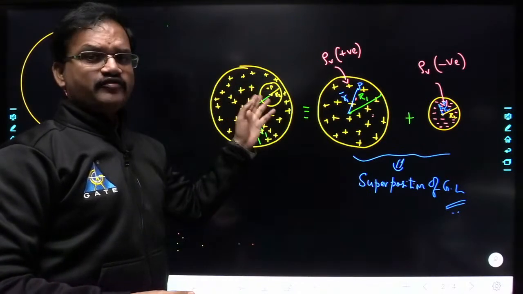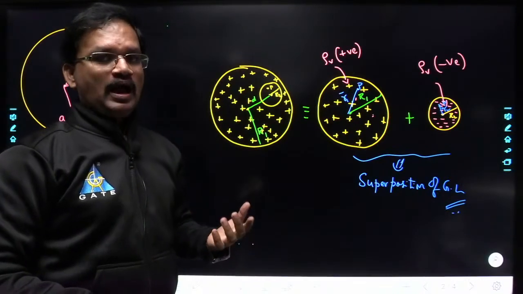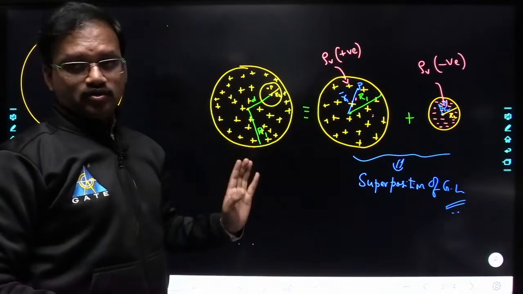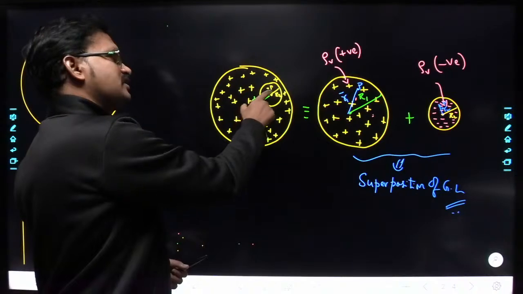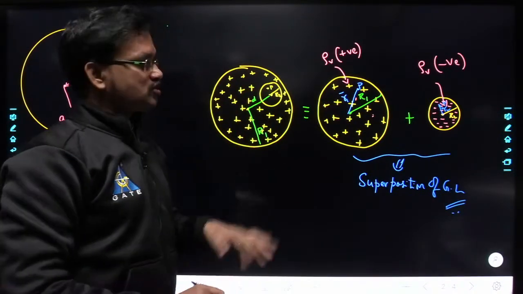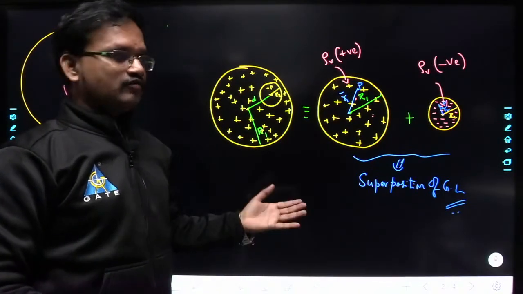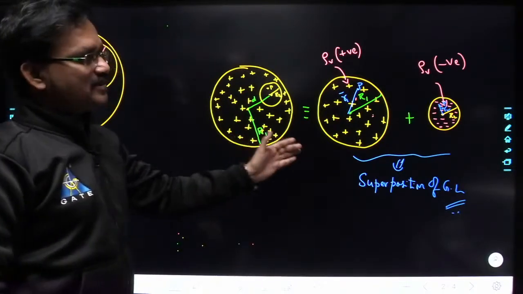The result we got here is that the electric field inside the cavity is uniform, and it doesn't depend upon either R1 or R2. It depends only upon the distance between the centers of the two spheres. So this one we have already studied here. I am just revising all these things. This problem can also be dealt with in the same manner.